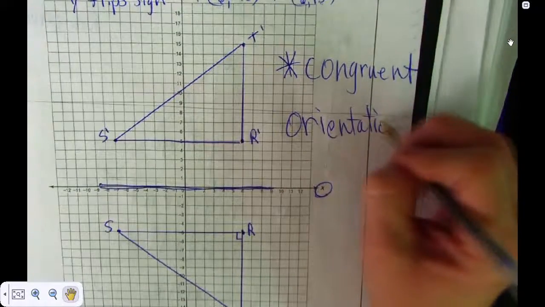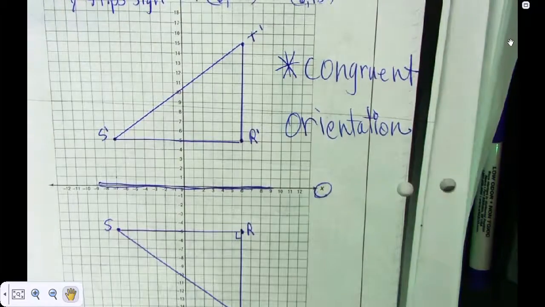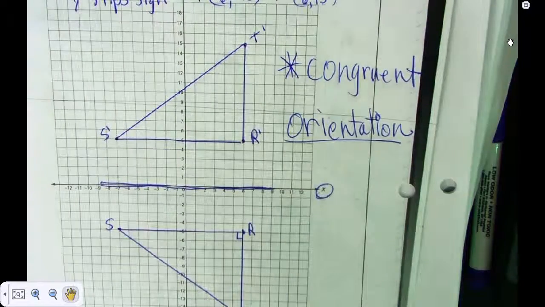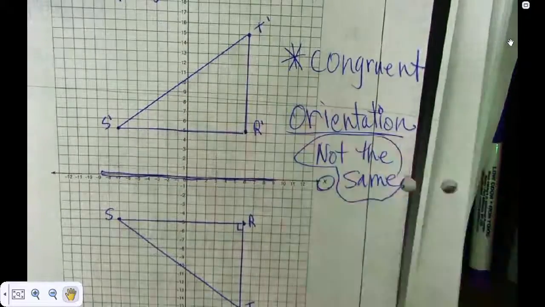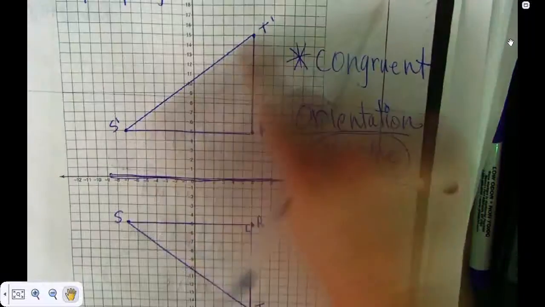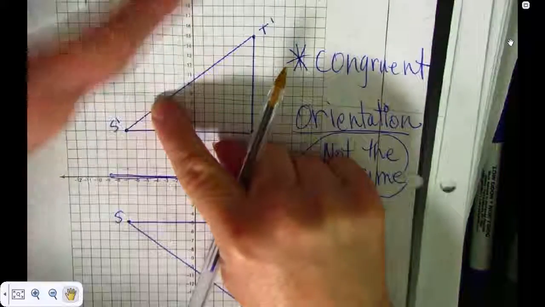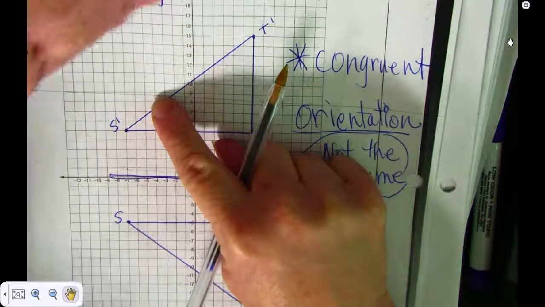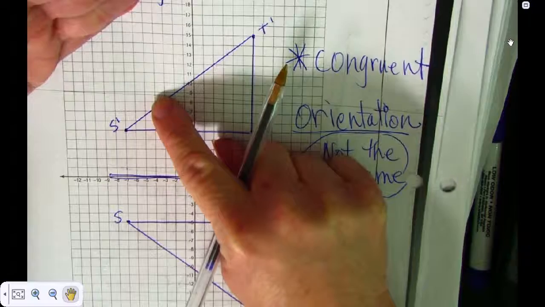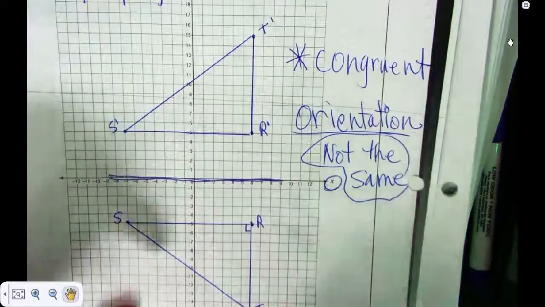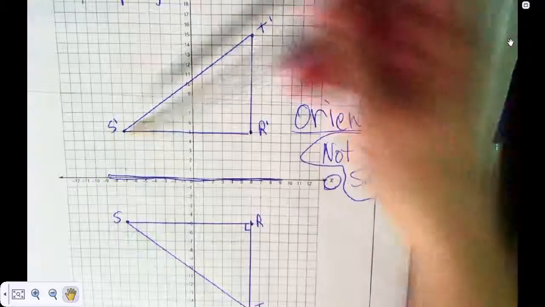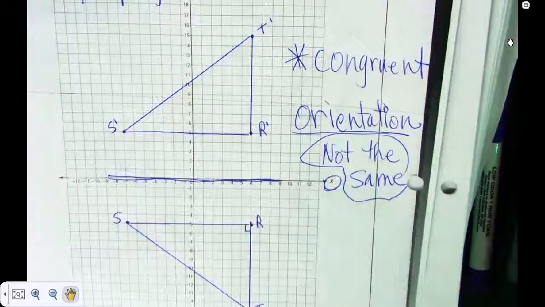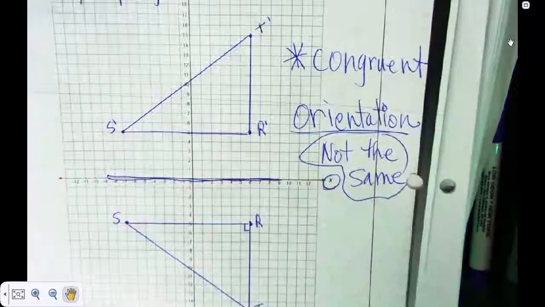Now, orientation. I said it wrong, didn't I? Orientation, did it stay the same? No, not the same. That hypotenuse is on the what? Northwest side. And then this one faced the southwest side. And then when we flipped it, now it's facing the northwest side. So the orientation is not the same.